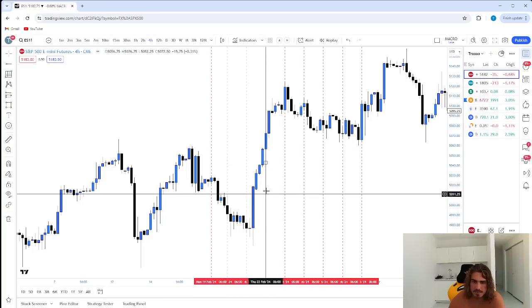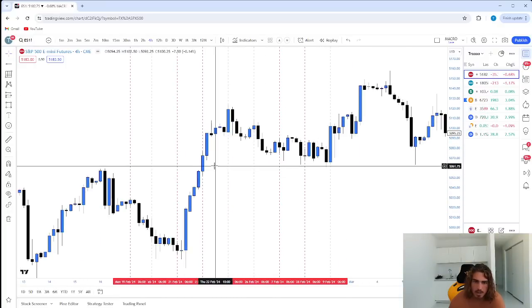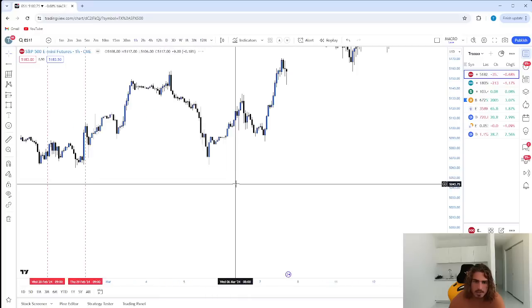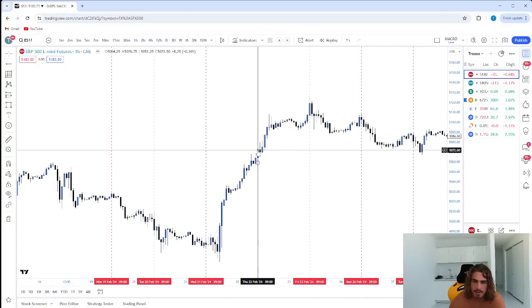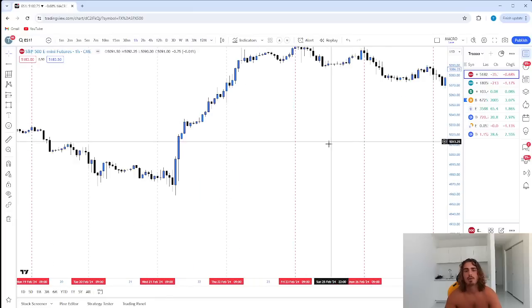Why? We got a break of structure to the upside right here. Boom, carrying into market open, right? We're seeing nothing but bulls. Okay, go into the hourly time frame. Oh, wait, there actually was a trade to take. Okay, go into the hourly time frame.